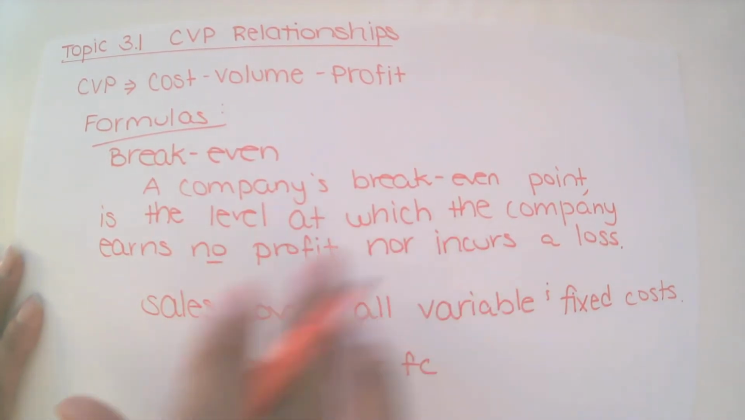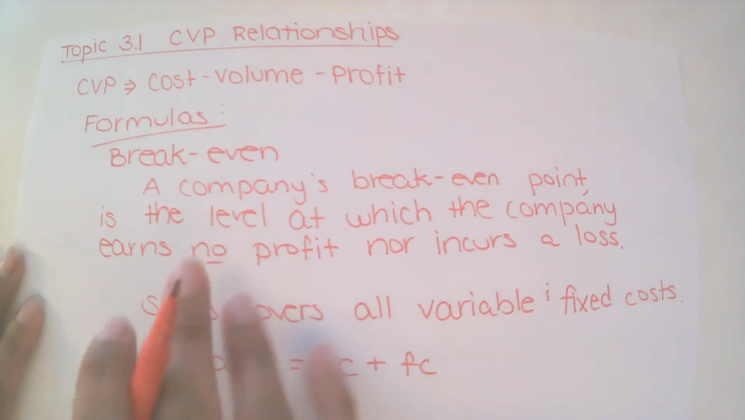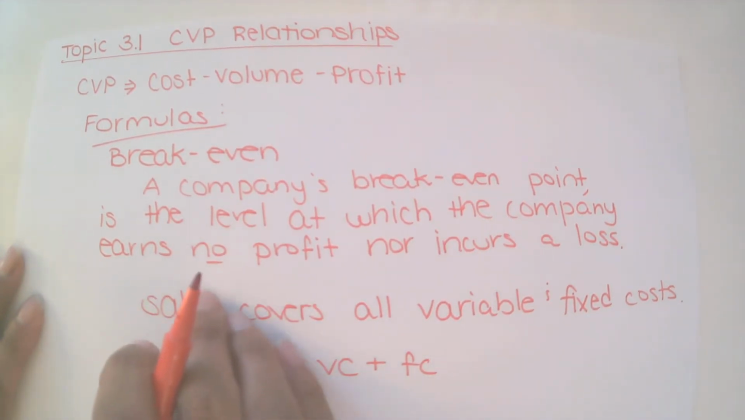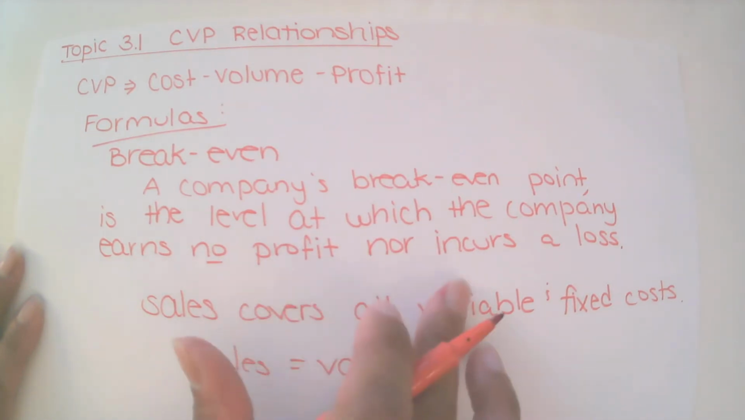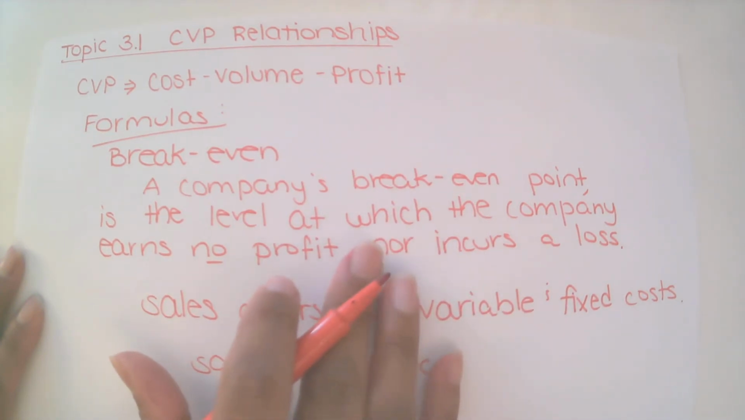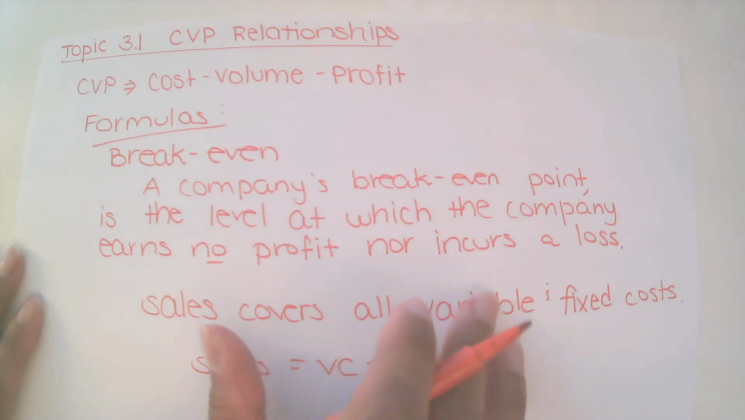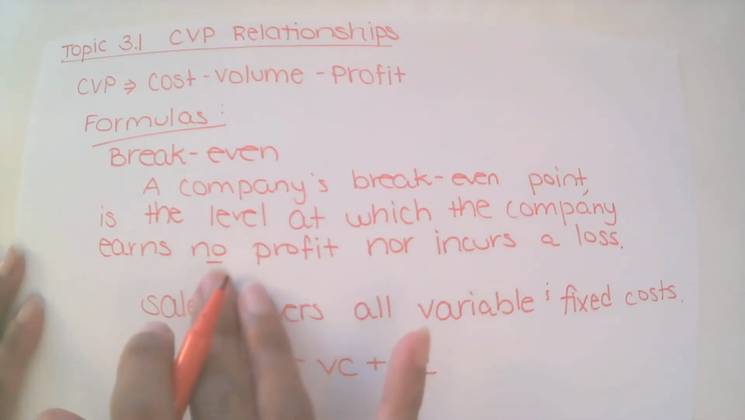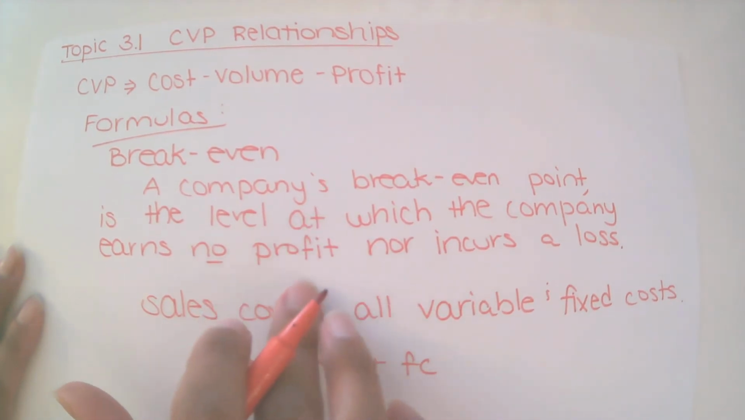So company's break-even point is the level at which the company earns no profit. Why does it earn no profit? Because all the sales dollars that it has brought in has gone to cover all of its cost. But it was able to cover all those costs without being put into a loss position. Okay, so that's why it's important for managers to know what this point is, because they obviously want to operate above this point. They want to do more than break even. They want to earn a profit.